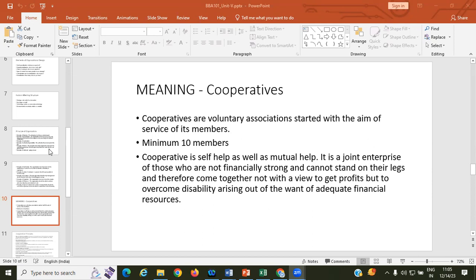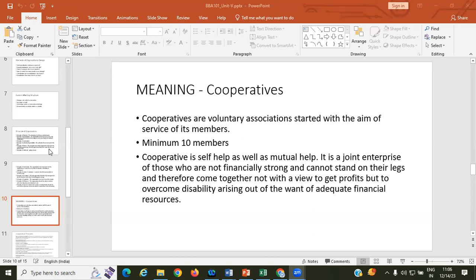We'll discuss a new topic today, which is cooperative society, or cooperative organization. As the name says, cooperative means to cooperate with each other. परस्पर को हेल्प करने ପାଇଁ जो सोसाइटी क्रिएट होता है, that is cooperative society.